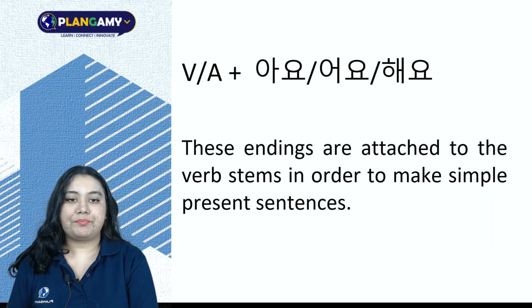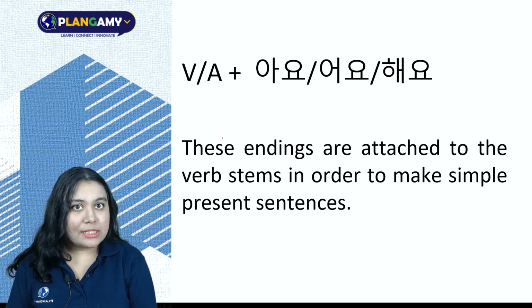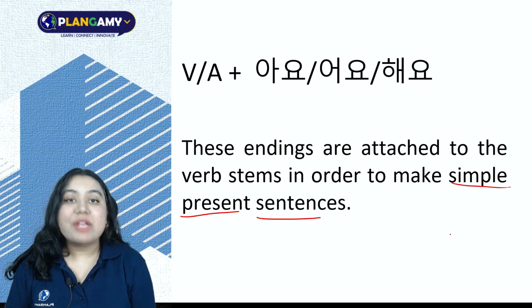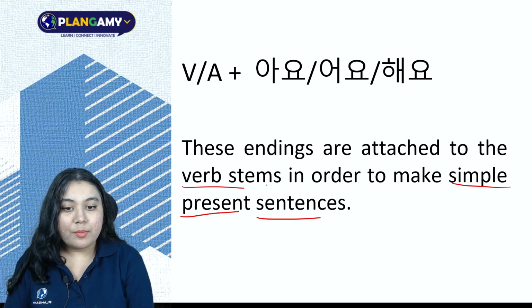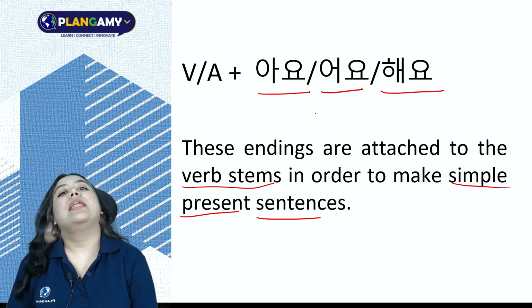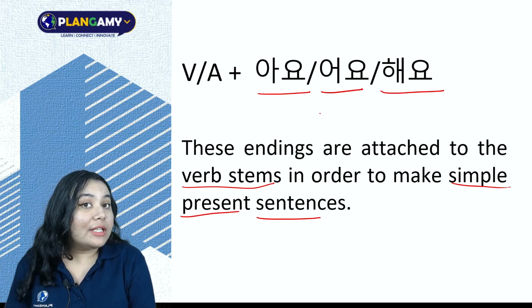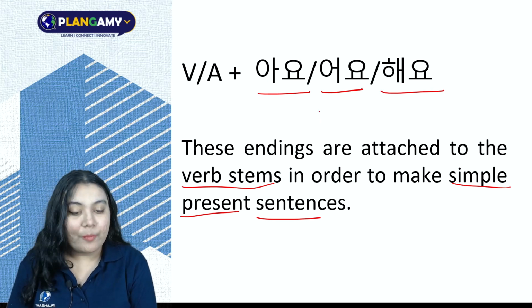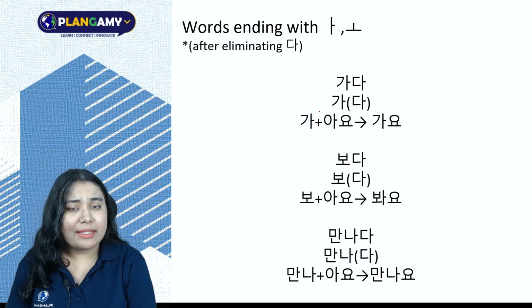Let's see. Our first change that we learn is simple present sentences. So to make simple present sentences, to the verb stem, I'm going to add io, oio, heo. Yes, to the verb or the adjective stem, I'll add io, oio, heo. Not the ing or the continuous form. These are in the simple present form. Let's see what I mean by that.